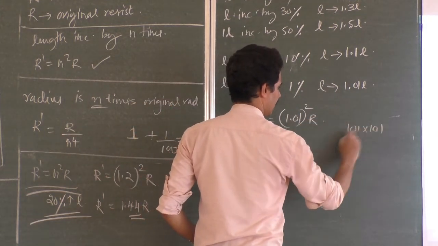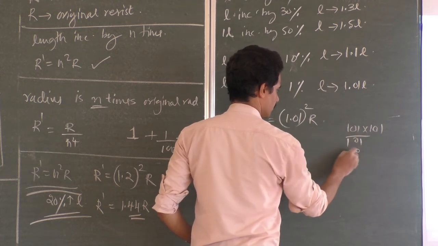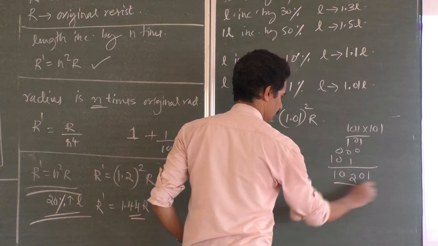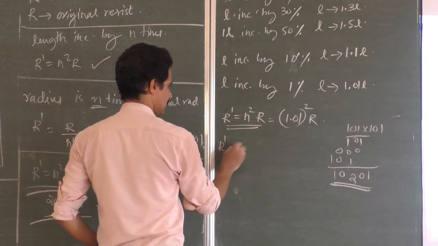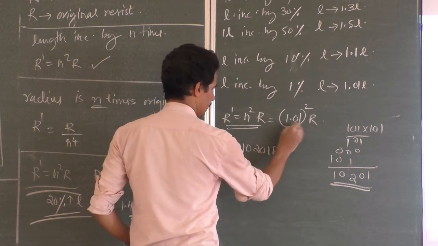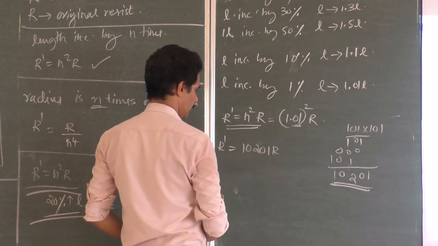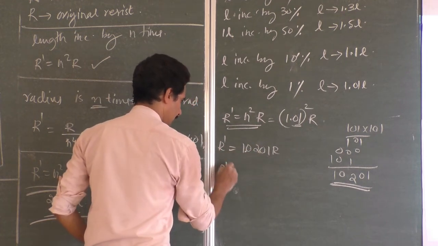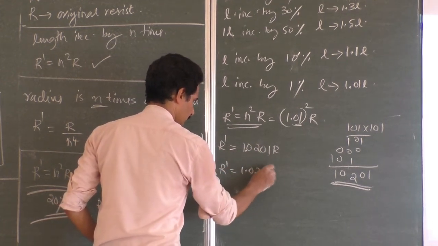You know what 1.01 square is? 101 into 101. 101, 000, 101. This is 1, 0, 2, 0, 1. So what is the answer here? R dash is equal to 1, 0, 2, 0, 1 R, but here there are 2 zeros after the decimal, so you should have 4 decimal places: 1, 2, 3, 4. It is 1.0201. R dash is 1.0201 R.